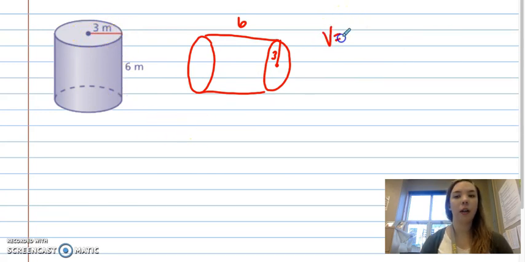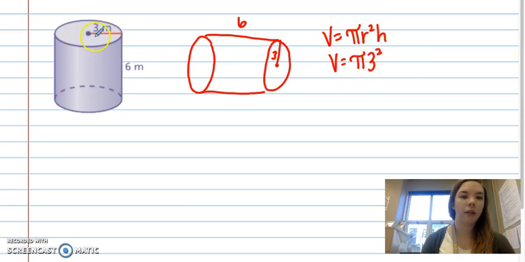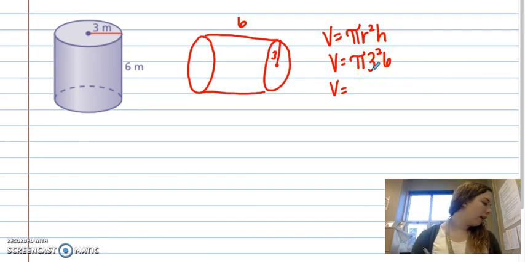Our volume formula is pi r squared times height. In this case, our radius is 3, and our radius only goes halfway across the circle, and our height is 6. From here, I'm just going to multiply together 3 squared times 6. 3 squared is 9. 9 times 6 is 54.